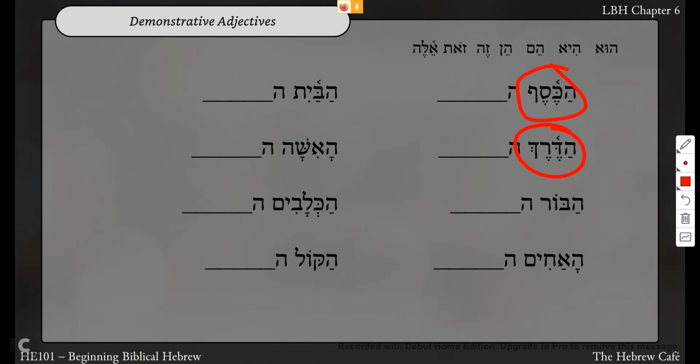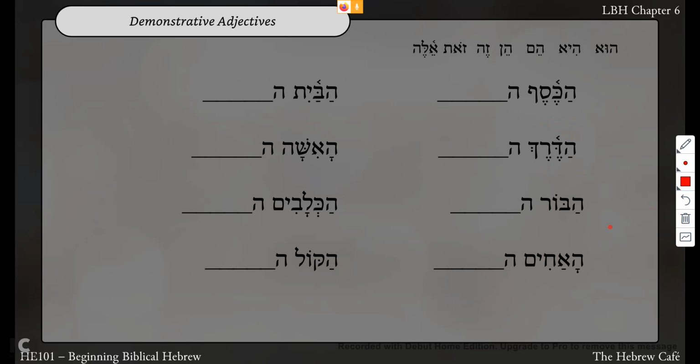Hakesef. What's this one? You remember? Way or road, right? You say derech. Derech is way or road. And do you think it's masculine or feminine? It's feminine. Once in a while you find it appears as masculine, like in the adjectives, but mostly it's feminine. Kesef, masculine. Derech, feminine.